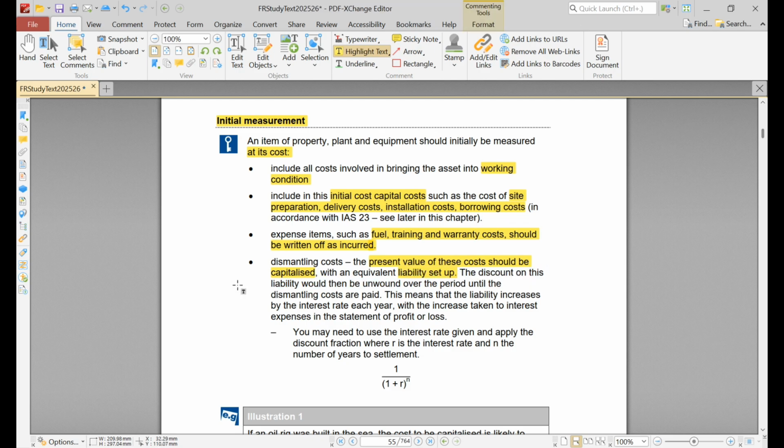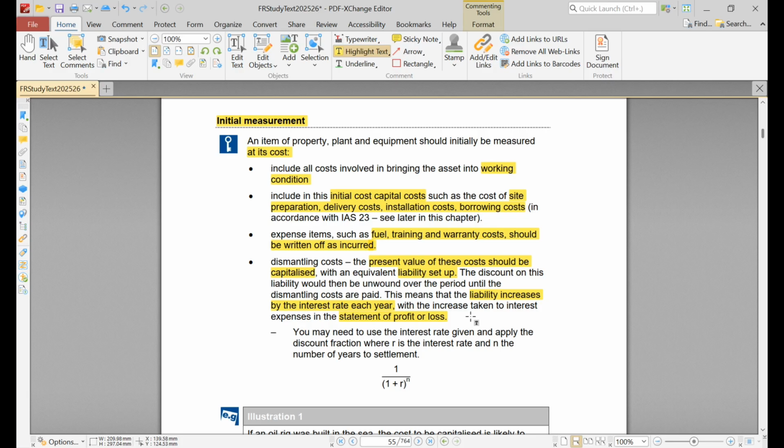The discount on this liability should then be unwound over the period until the dismantling costs are paid. This means that the liability increases by the interest rate each year, with the increase taken to interest expenses in the statement of profit and loss. Now, what does this mean?